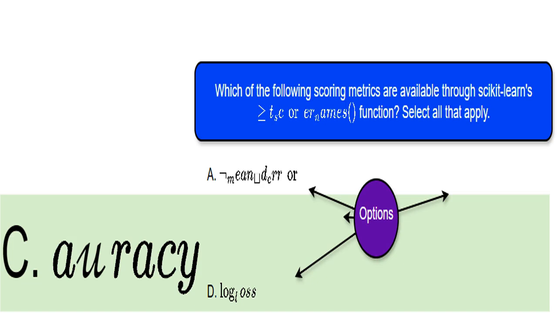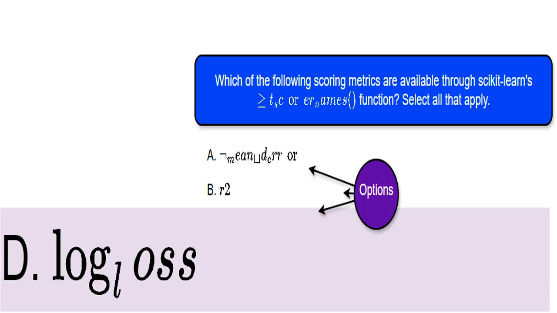This is the classification accuracy. It measures how often your model correctly classifies data points. For example, if your model correctly classified 90 out of 100 data points, the accuracy is 90%. Log loss is a metric used in classification, specifically for probability estimations.